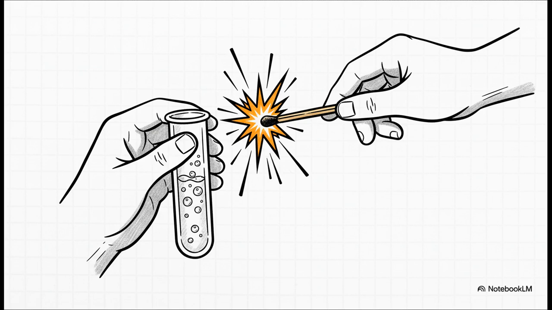But how can we be sure that the gas coming out is actually hydrogen? Well, there's a very simple and famous test for it. You just bring a burning splinter or a matchstick near the mouth of the test tube. If hydrogen gas is present, it will burn with a characteristic pop sound. It's a very clear confirmation.